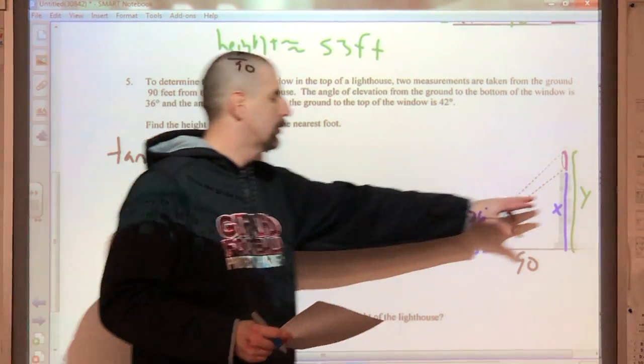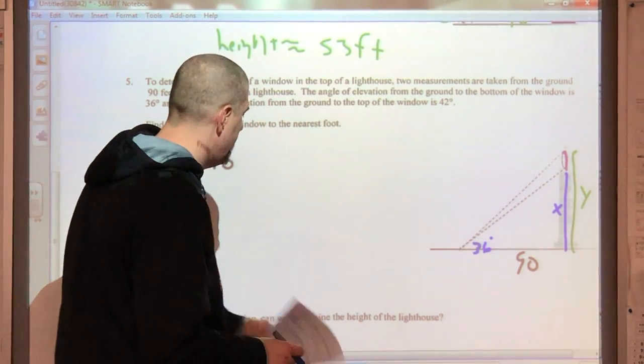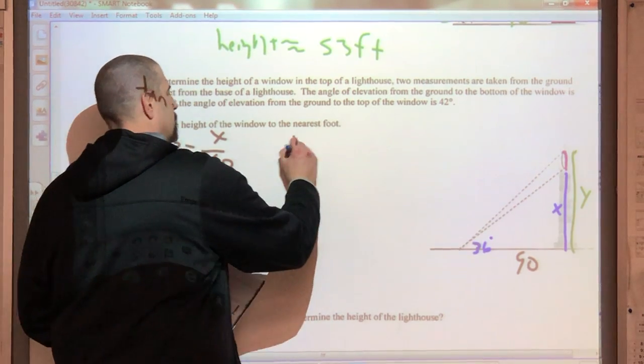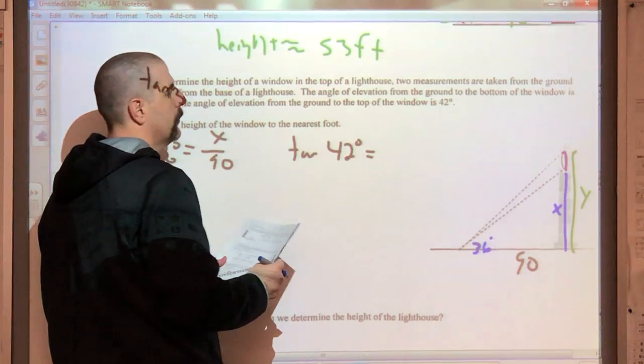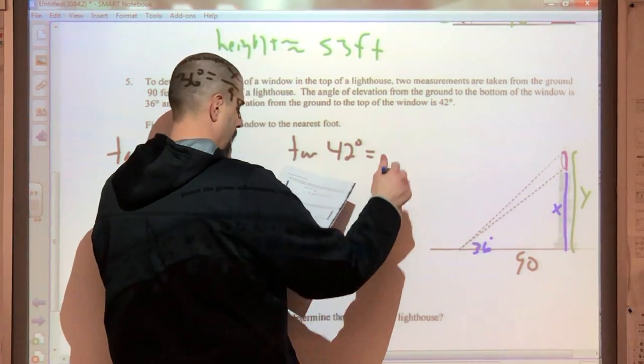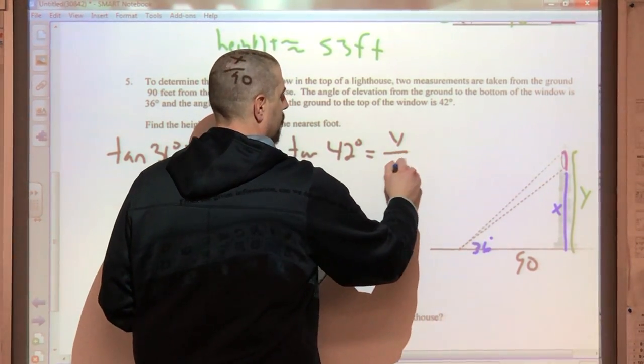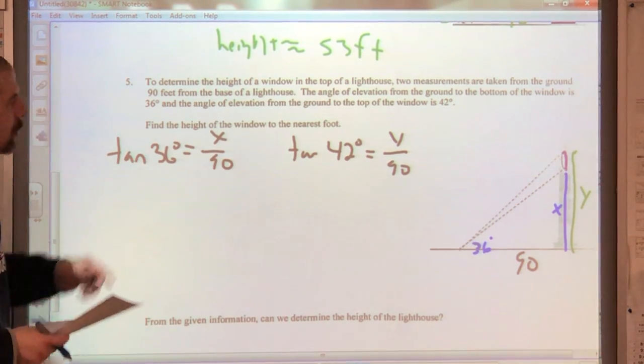And then when we do the green, we're going to get tangent 42 equals opposite y over adjacent 90. Go ahead and solve for x and y.